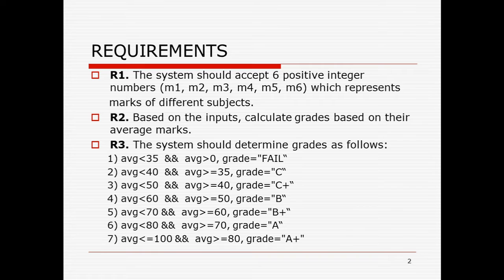If the mark is less than 35 and greater than or equal to 0, it means failed. If it is less than 40 and greater than or equal to 35, it is C grade. If it is less than 50 and greater than or equal to 40, it is C plus grade. If it is less than 60 and greater than or equal to 50, it is B grade. Less than 70 and greater than or equal to 60 means B plus grade. Less than 80 and average mark greater than or equal to 70 means it is A grade, and less than or equal to 100 and greater than or equal to 80 means A plus grade. Okay, so this is the way the mark distribution is made for different grades.